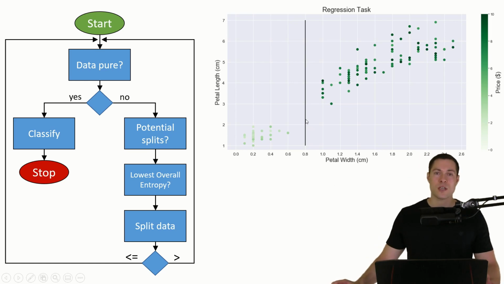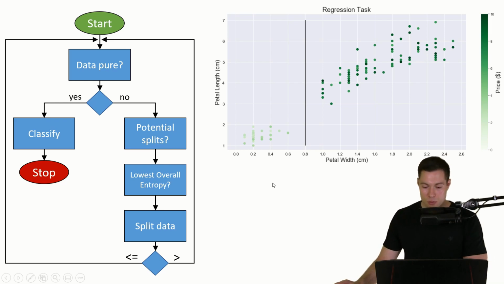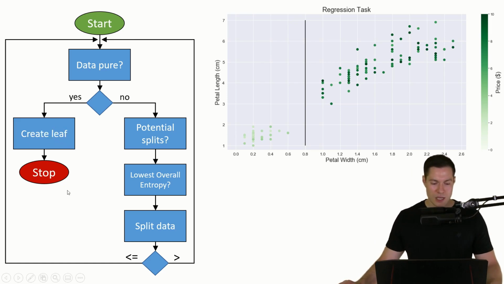Okay, so let's say that our algorithm has found this decision boundary. How do we now make predictions about new unknown flowers that fall into these areas? So what price are we going to predict for a flower that falls in the left area? And what price are we going to predict for a flower that falls into the right area? So in terms of our flowchart here, we are thinking about this classify step. And since we're now distinguishing between classification and regression, classify is probably not the best name for the step, so let's rename it to create leaf.